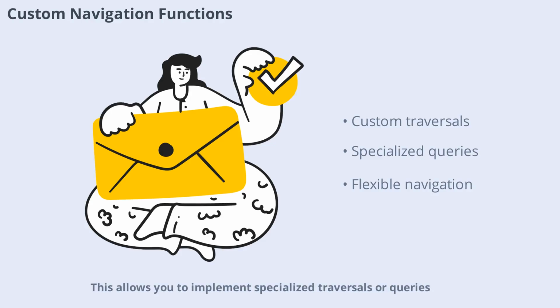This allows you to implement specialized traversals or queries, such as finding all nodes within a certain subtree or aggregating data across specific branches. The flexibility of SAP HANA's hierarchy model makes it easy to adapt to your unique requirements.